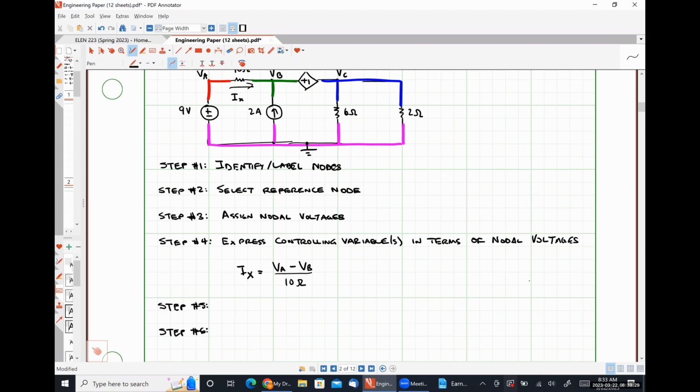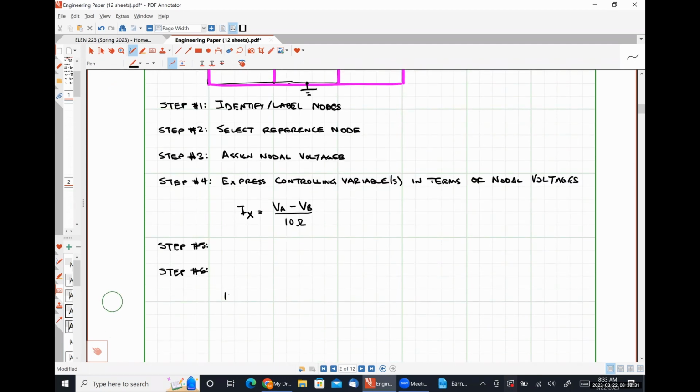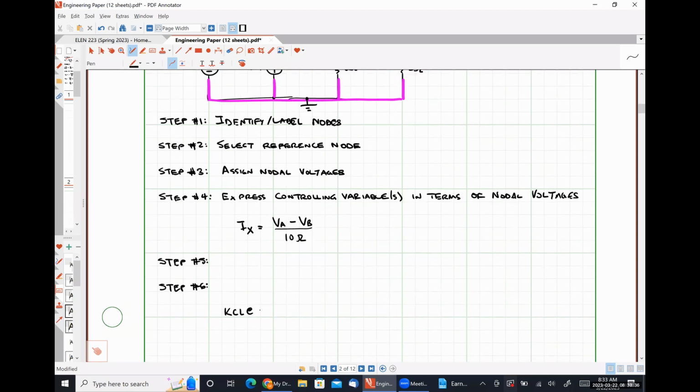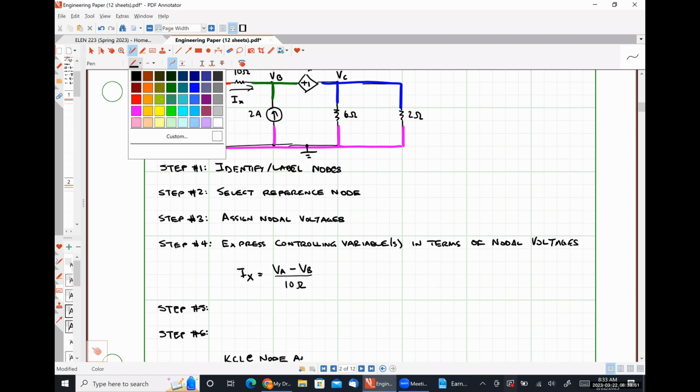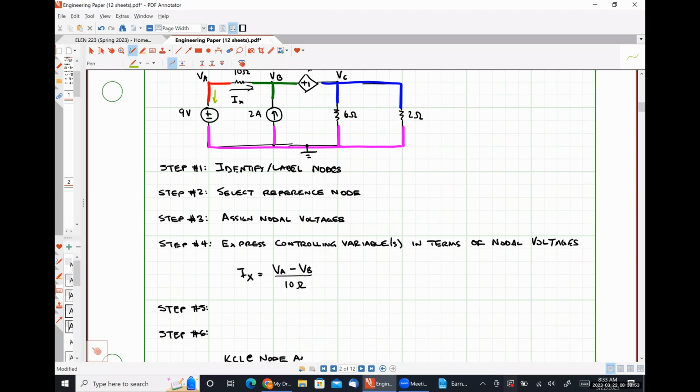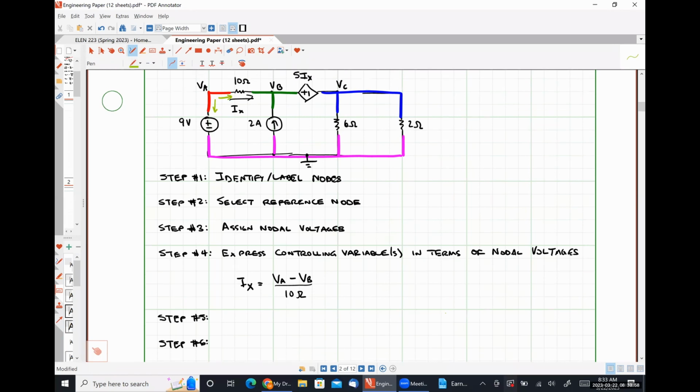Okay. So if we tried to write a KCL equation at node A, we would run into a little bit of a problem. We would have this current down and this current to the right. The current to the right is the exact same thing as IX, so we know that that's going to be VA minus VB over 10 ohms.